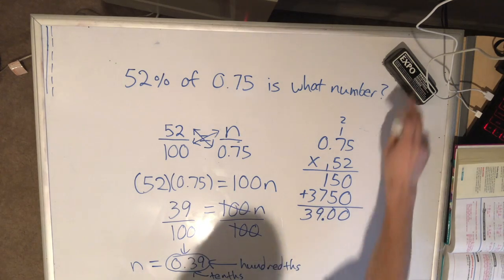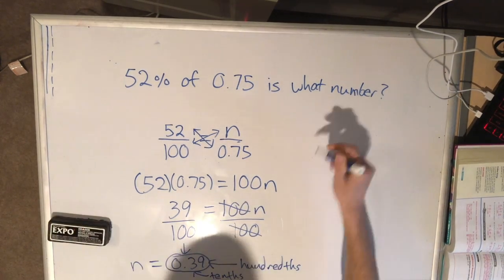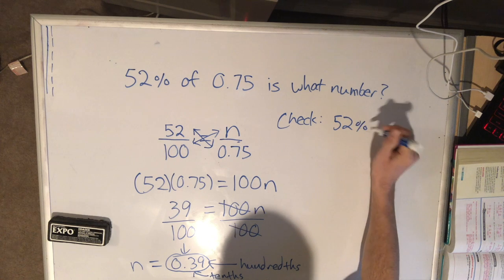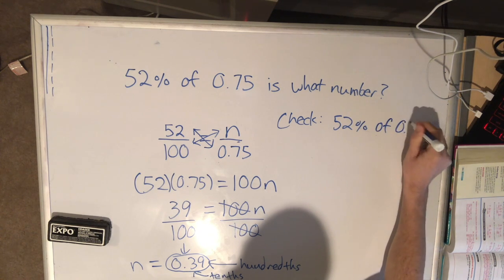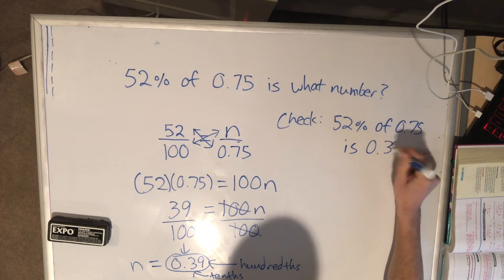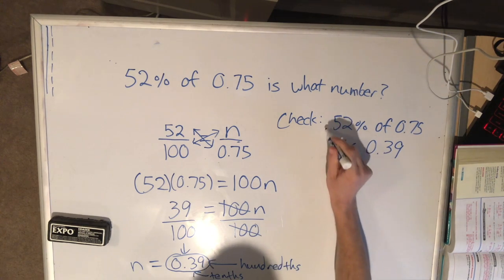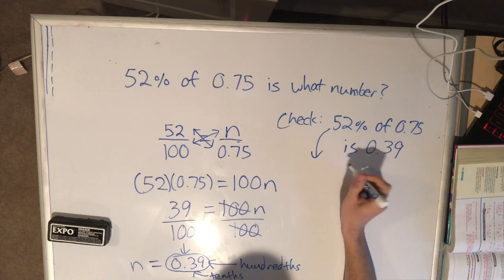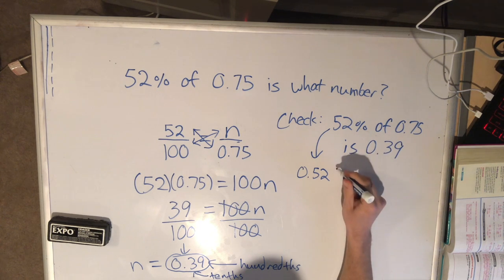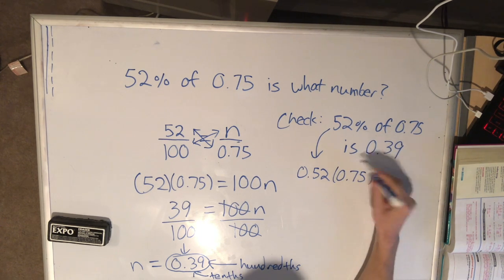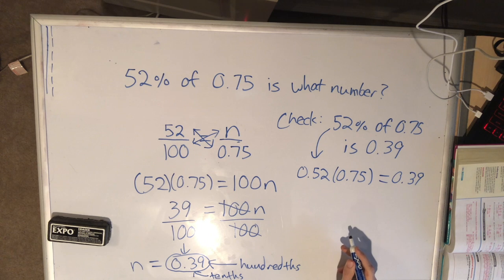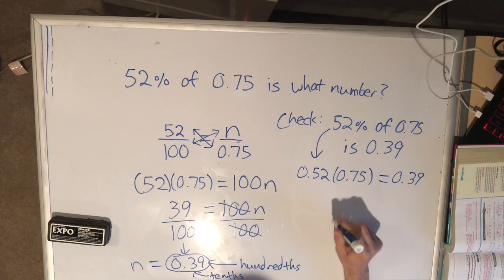And we can check the answer. Let's see if 52% of 0.75 really is 0.39. This time, let's convert 52% into a decimal, 0.52. Of before numbers means multiplication. So of 0.75 is times 0.75. Is means equals. Let's do 0.52 times 0.75 and see if it equals 0.39.